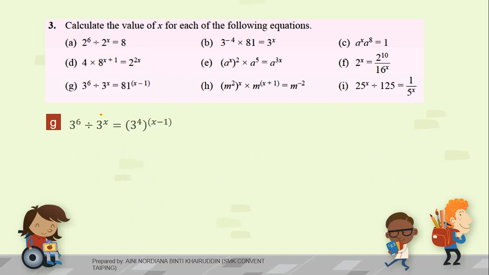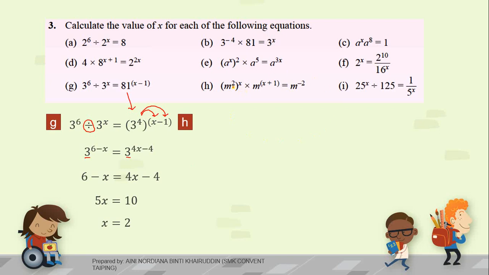For G, 81 here change to 3 to the power of 4, and then this is for x plus and minus 4. So this one is addition, so 6 minus x. So the bases are now equal, then the indices should be equal. So you solve this, then you'll get x equals 2.